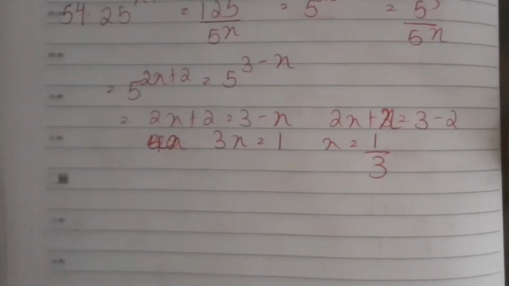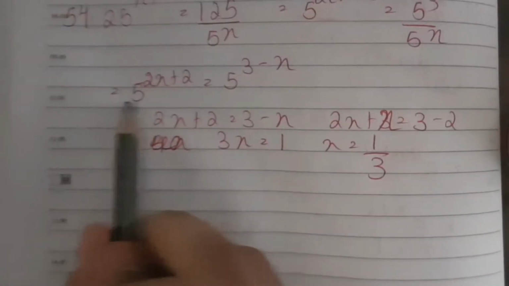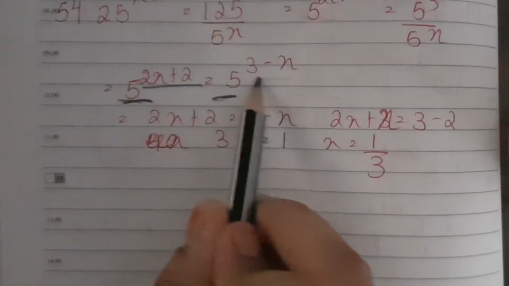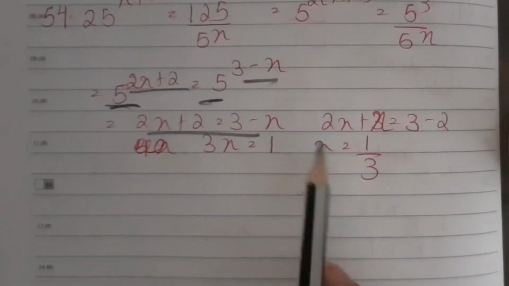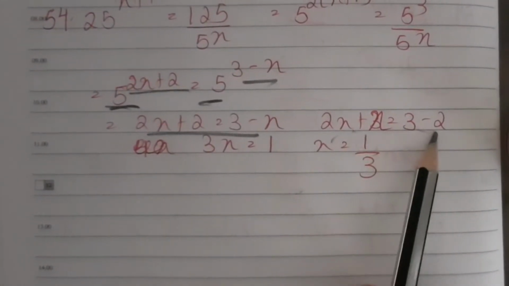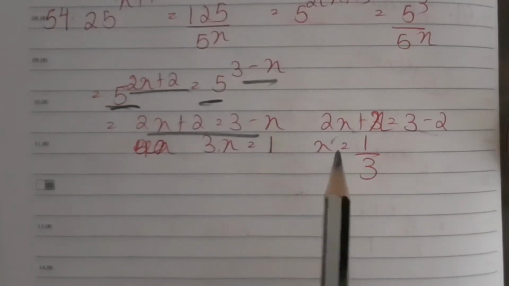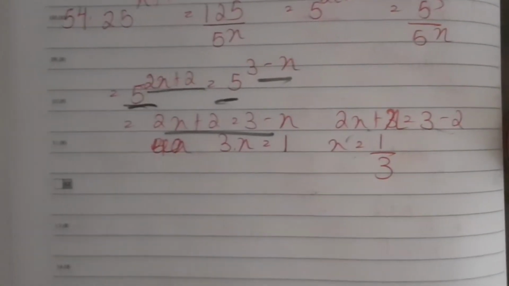As the bases are the same, as I told you, when the bases are the same, the exponents come down. So 2x + 2 = 3 - x, so 2x + x = 3 - 2. Therefore 3x = 1. Therefore x = 1/3.